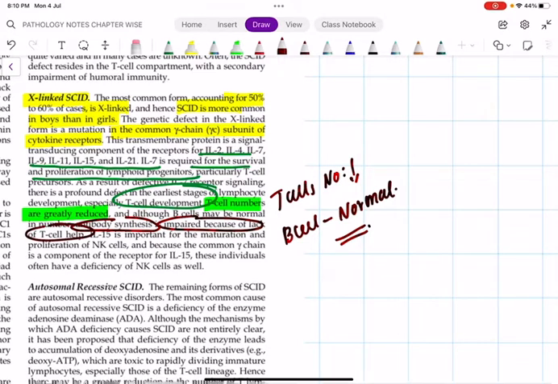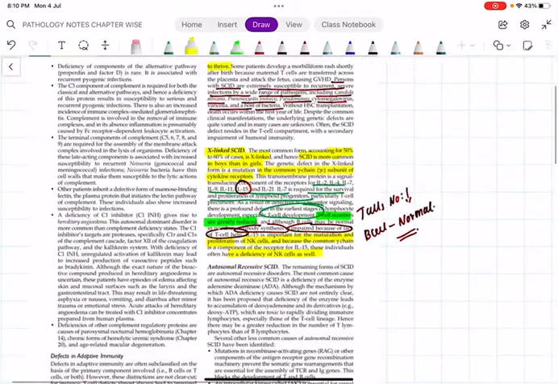Another important point: I told you there is a defect in interleukin 15. This interleukin 15 is important for maturation and proliferation of NK cells, because the common gamma chain is also important for the interleukin 15 receptor. So NK cells will also be affected. Fine, this much you have to remember about X-linked SCID.